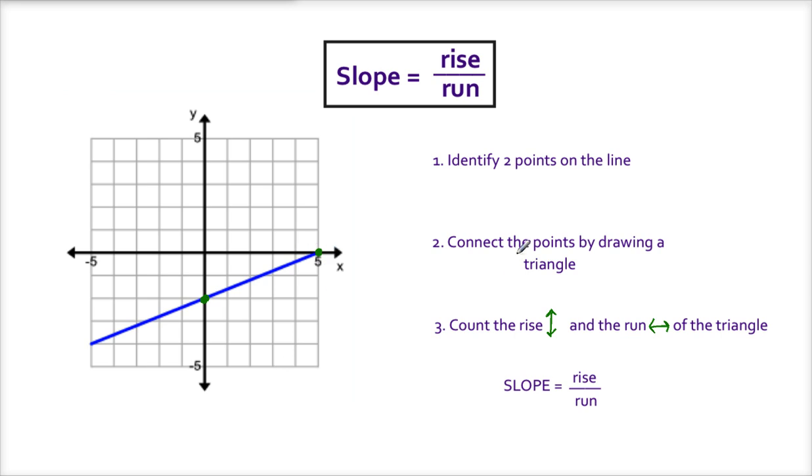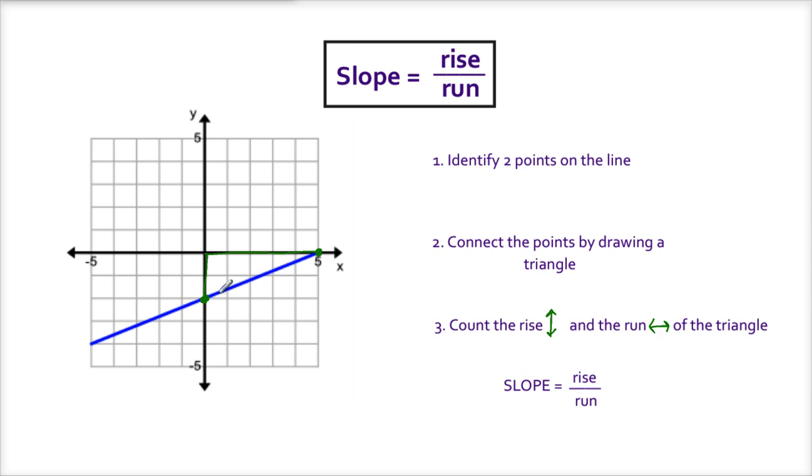The second step is to connect the points by drawing a triangle between them. So we want to draw a right triangle, so we're going to draw straight lines. Okay, so now I've got a triangle drawn on there. The third step is to count the rise of my triangle, so that's how far up or down my line is, and the run is how far left or right my horizontal line is of my triangle.